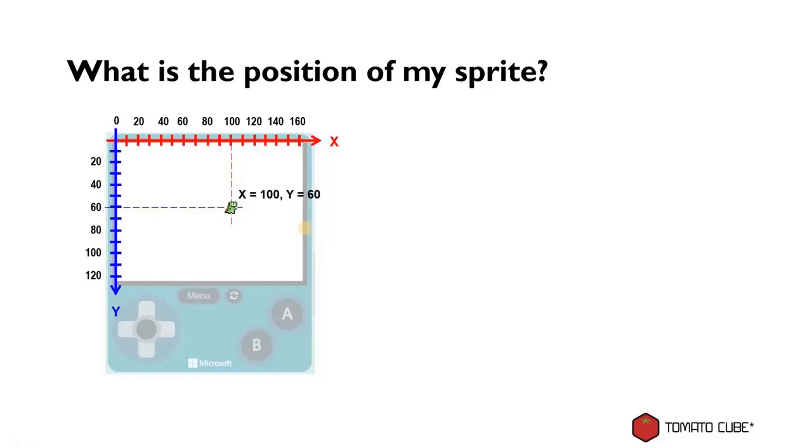Now let's pick another example. Now the sprite is located at the bottom of the screen here. What is the position of this sprite? This sprite is located at x equals 100 and y equals 100. How about this one? What is the x and y value for this position? The x is 140 and the y is 100.